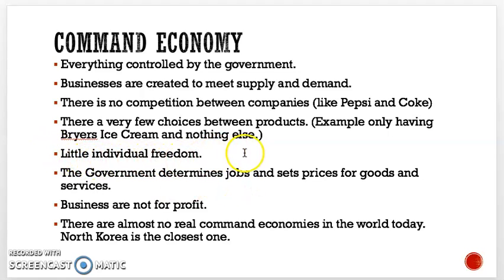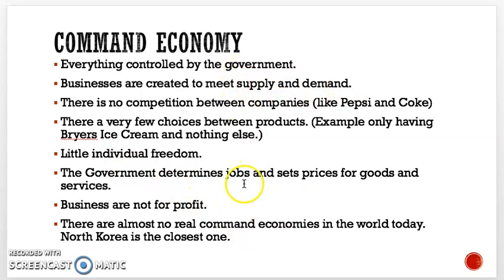There's little individual freedom. People are not allowed to just go out and say, oh, I think I'm just going to open a shoe store. My brother-in-law who lives in Spain opened up his own shoe store because he wanted to design shoes, and that's just what he does. You can't really do that in those countries. You have to have some sort of business that meets the supply and demand of all the people.